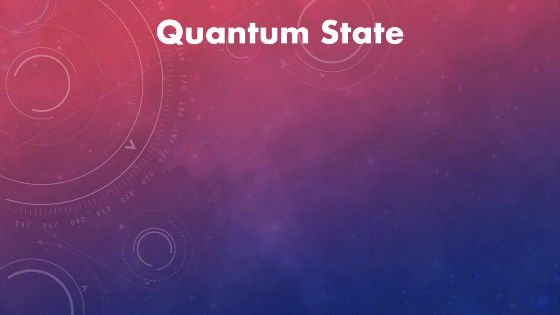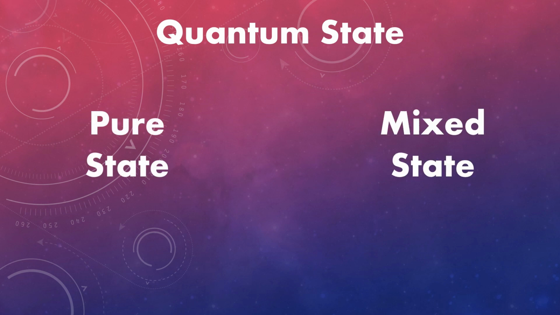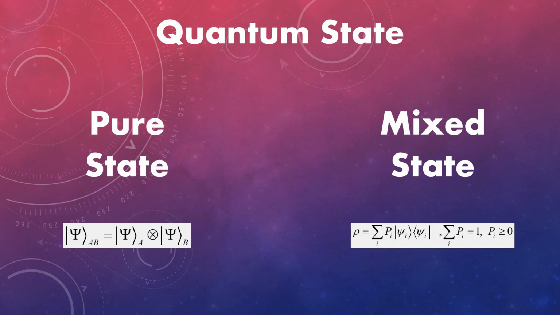Now, let's move on to the quantum state. There are two types of quantum state, pure state and mixed state. A pure state can be described by a wave function. A mixed state can only be described by a density matrix. A pure state can be described as, and a mixed state can be described as.